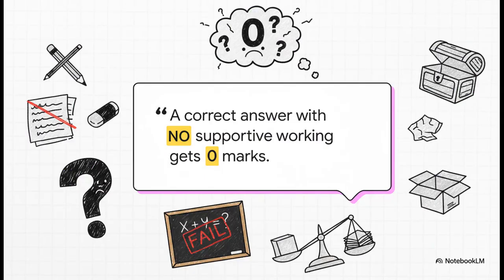And all of this leads to probably the single most important rule, and this comes straight from the official guidance. A correct answer with no supportive working gets 0 marks. Just let that sink in for a second. The answer by itself is worth absolutely nothing. Your working, your method, that is everything.